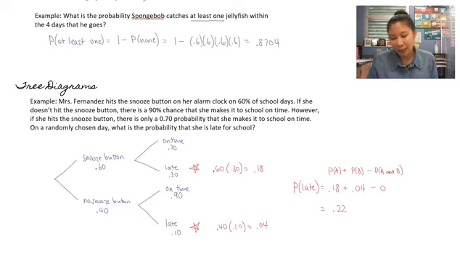And the reason why we're adding this is because we have two different scenarios where I might actually be late. So it's like I can be late if I hit the snooze button, or I could be late if I don't hit the snooze button. So because of that or, like in those two different scenarios, I would add those two probabilities together.